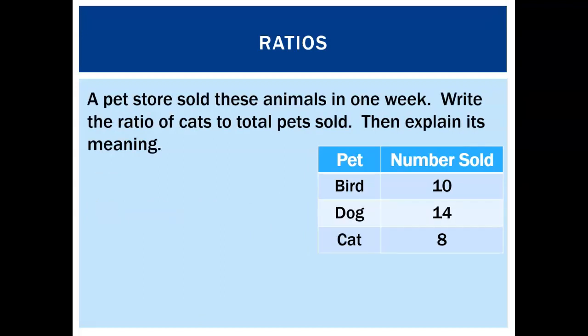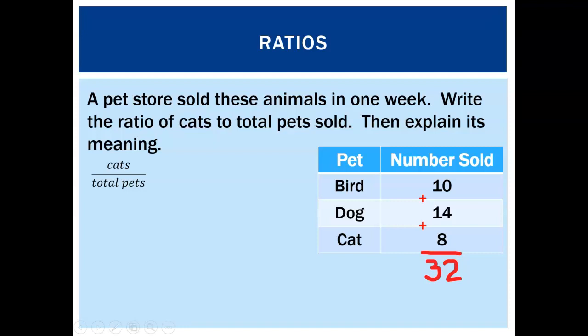In our final problem, the pet store sold these animals in 1 week. Write the ratio of cats to total pets sold, then explain its meaning. First, we could start with our word ratio, and we want the number of cats to the total number of pets. Next, we need to find the total number of pets. We do include the cats in that total because they are part of the pets that were sold. Now that we know there are 32 pets in total, we can compare the cats to the total number of pets.